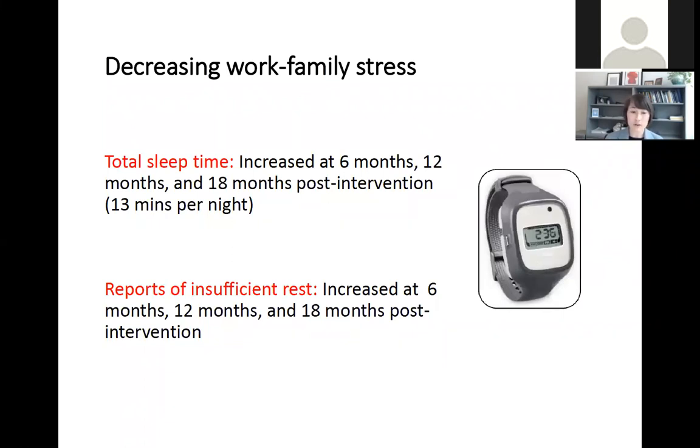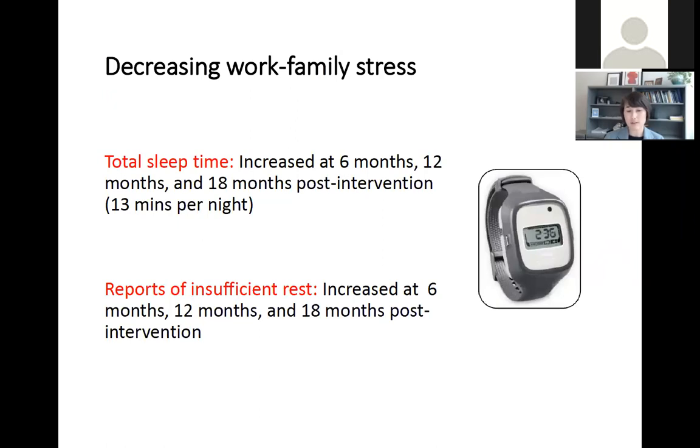It was on the order of about 13 minutes per night, which doesn't seem like a lot, but actually these effect sizes are in line with what we see in some of the clinical literature, with some medications that we can give to people to help improve their sleep and decrease insomnia symptoms. So we think it's really great that we found this without using any sort of pharmacological treatment. We just were trying to decrease stress in the workplace.